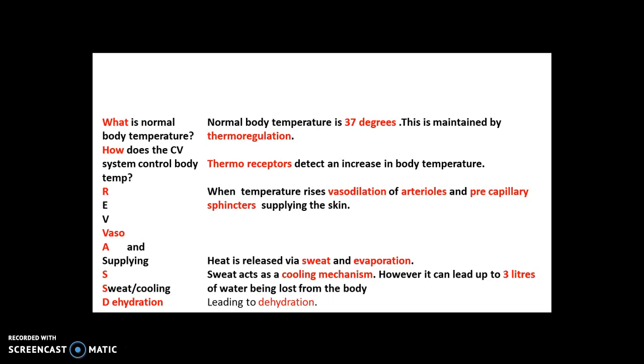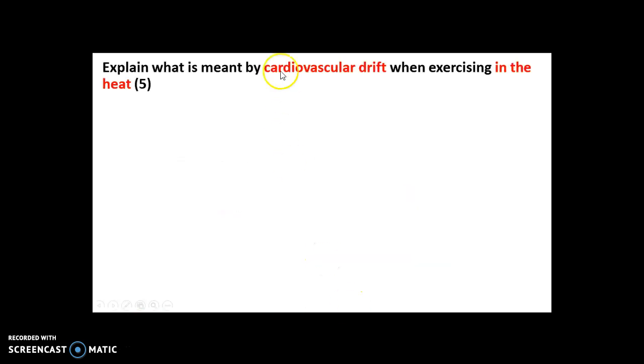Okay, so if you can just think of that, if it did ask you to link it to sport and give you a scenario, that's what you would do. However, it's way more important on question 2, which is actually talking about that particular concept of exercise. So explain what is meant by this concept of cardiovascular drift when exercising in the heat.